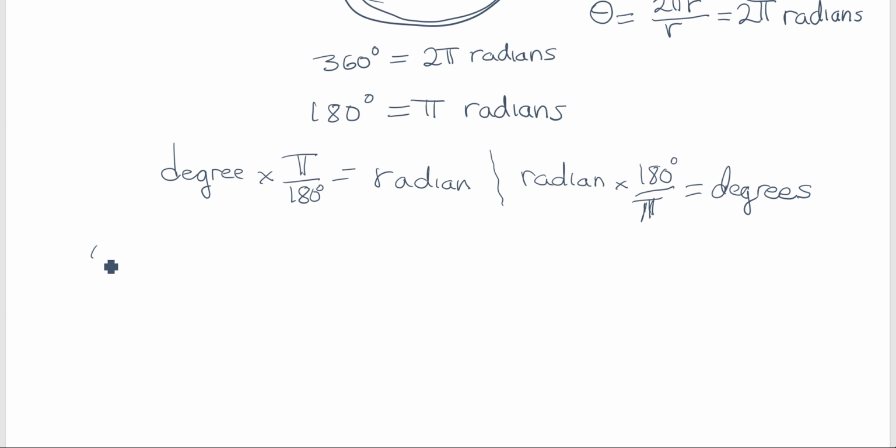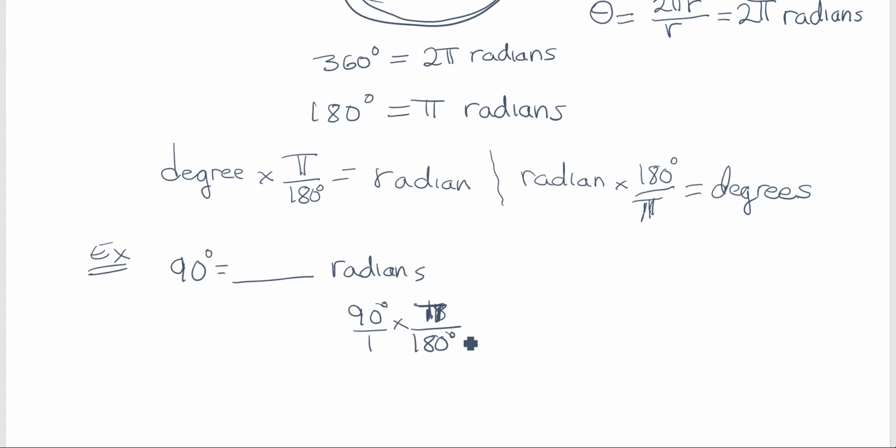So let's say, for example, I have 90 degrees is equal to blank radians. Well, I'm going to take my 90 degrees and multiply it by pi over 180. I want the degrees to be along the diagonal so I can think of the degree symbols canceling out. That gives me 90 pi over 180, which would reduce to pi over 2.